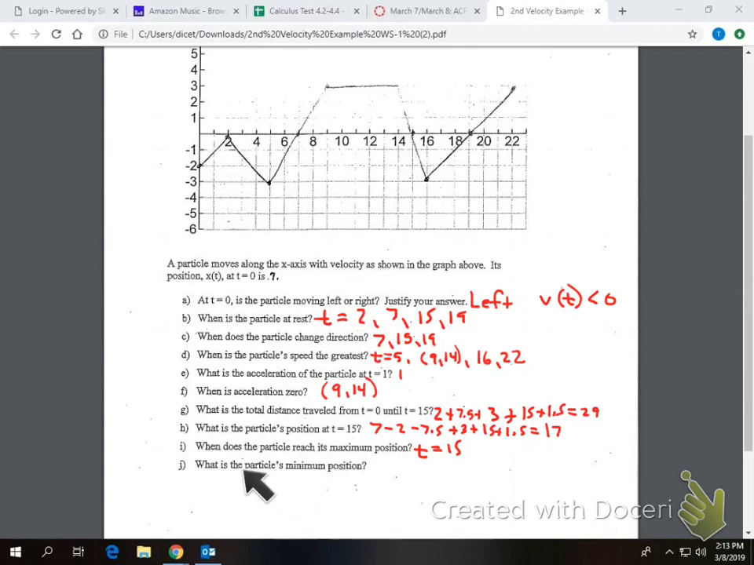What is the particle's minimum position? 7. Yeah, 7, because look, you start at 7 and you go minus, minus, and from there on I'm going to be adding, so at t equals 7.